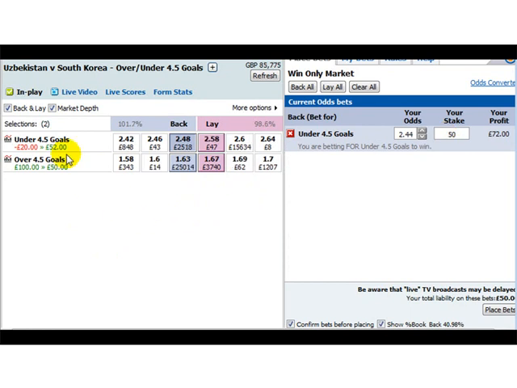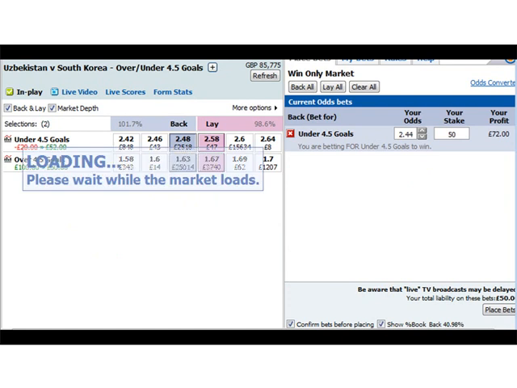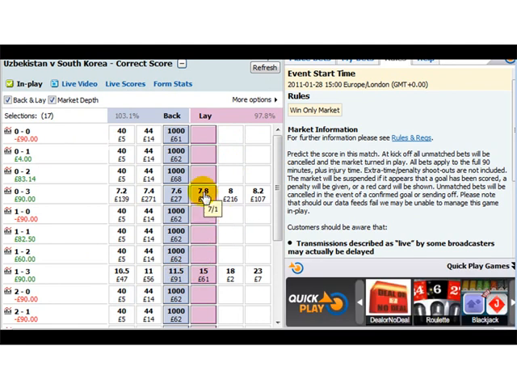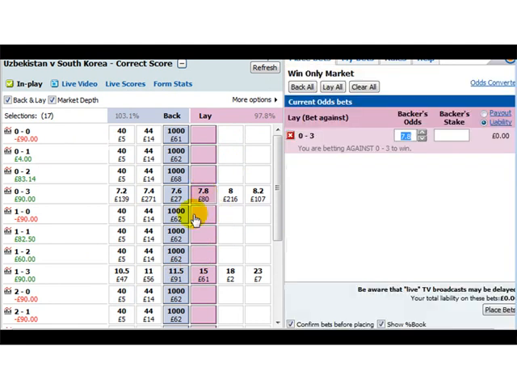So here, obviously, because it's 0-3, can we make a hedged profit here on the over under 4.5? Yes, we can, of £50.